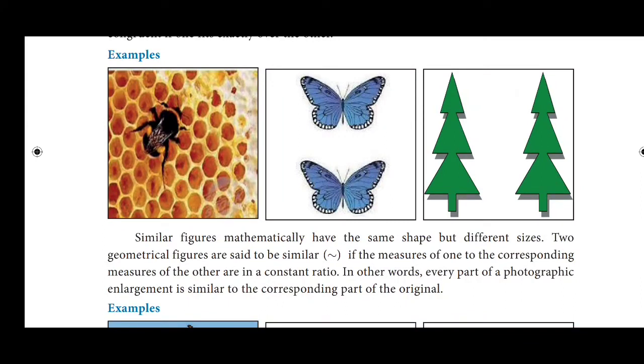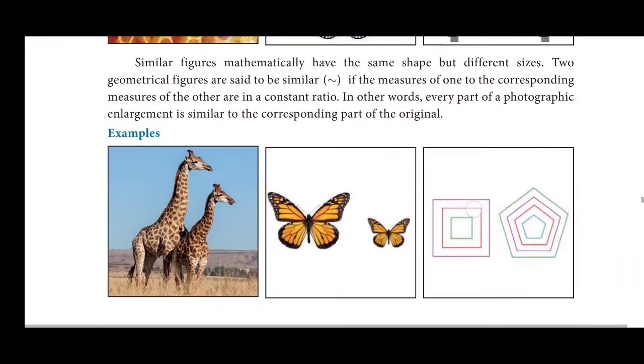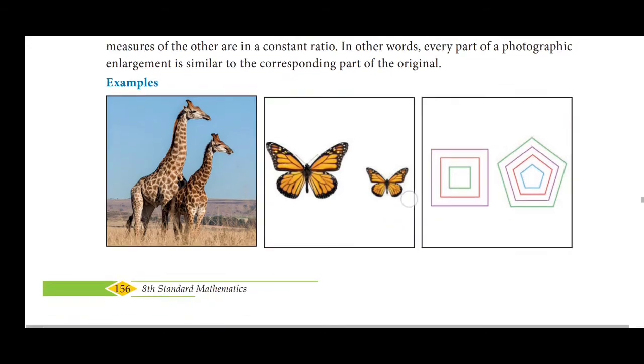Similar figures mathematically have the same shape but different size. Two geometrical figures are said to be similar if the measures of one are in a constant ratio to the corresponding measures of the other. This symbol is mentioned for similar. In other words, every part of a photographic enlargement is similar to the corresponding part of the original. When we take a photographic enlargement, it is the same figure but the size will differ.